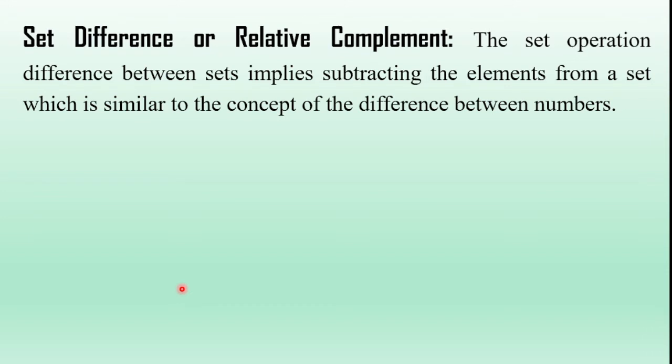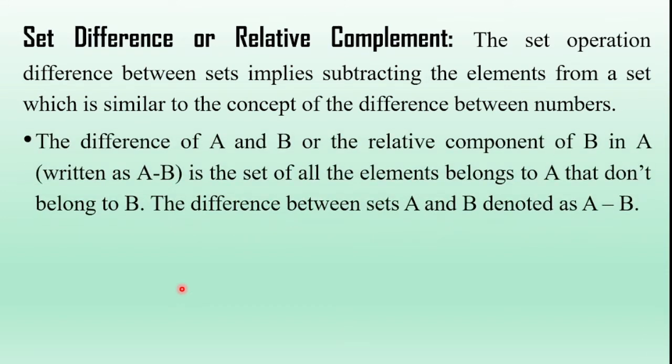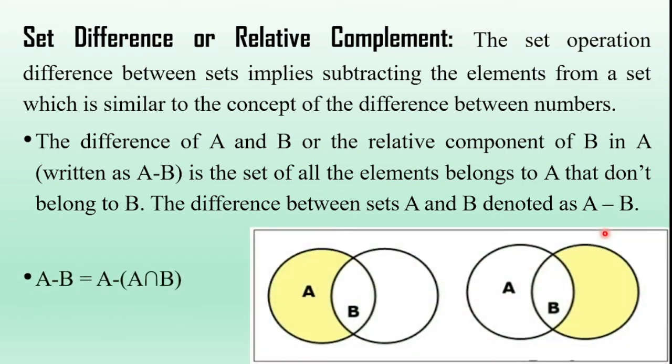The difference of A and B, where capital A and capital B are two sets, the relative complement of set B in set A, is the set of all the elements that belong to set A that do not belong to set B. This relative complement of B in A is written as A minus B. The difference between the sets A and B is denoted mathematically as A minus B. So A minus B is equal to A minus A intersection B.